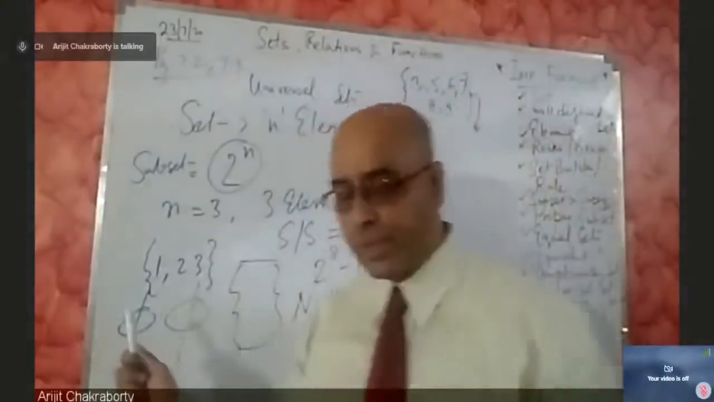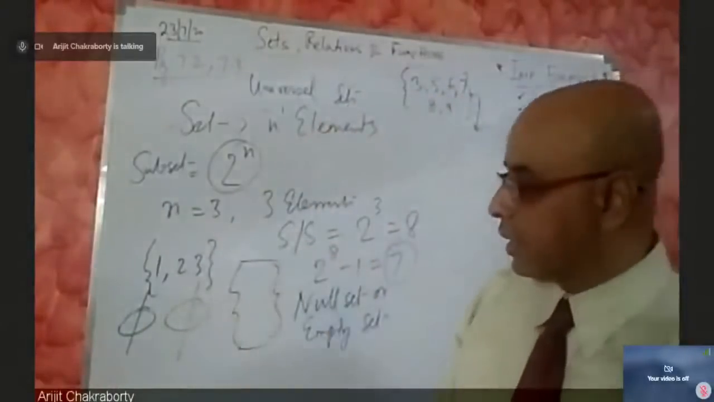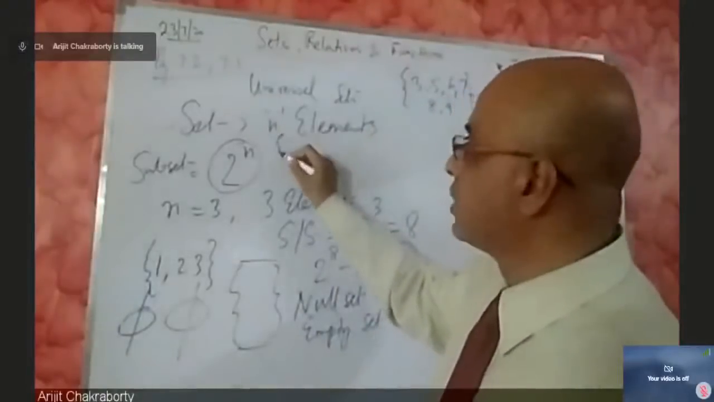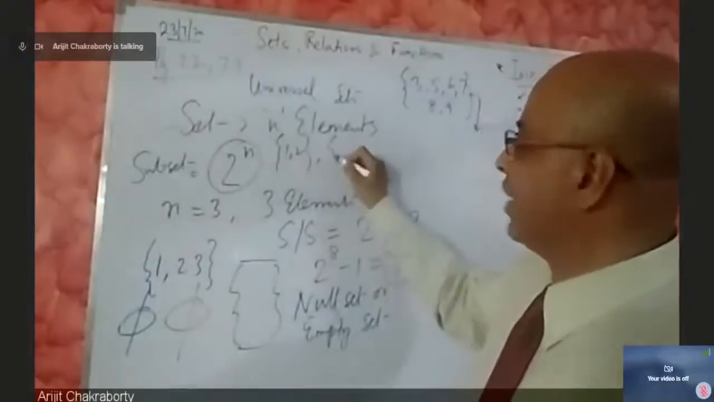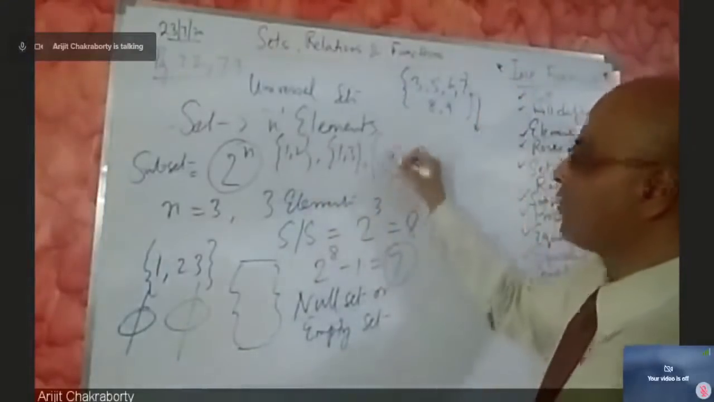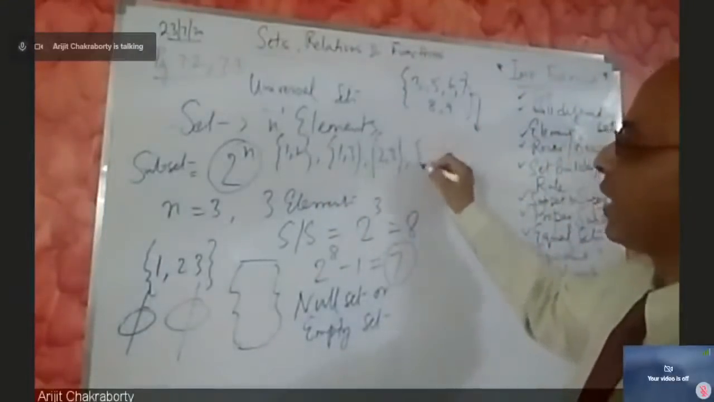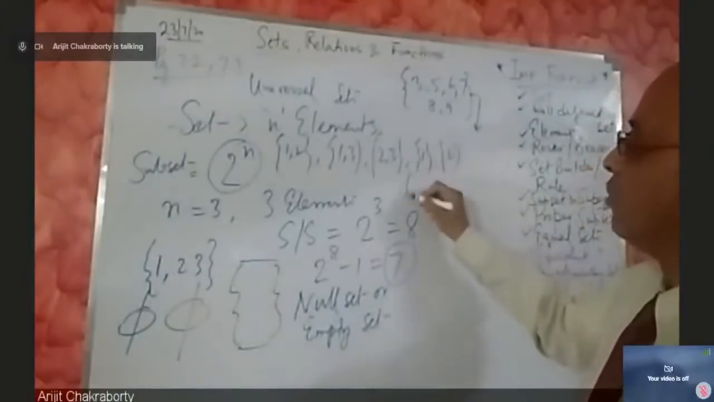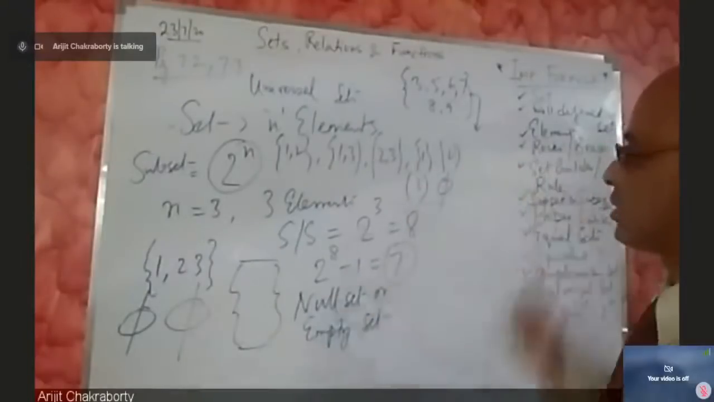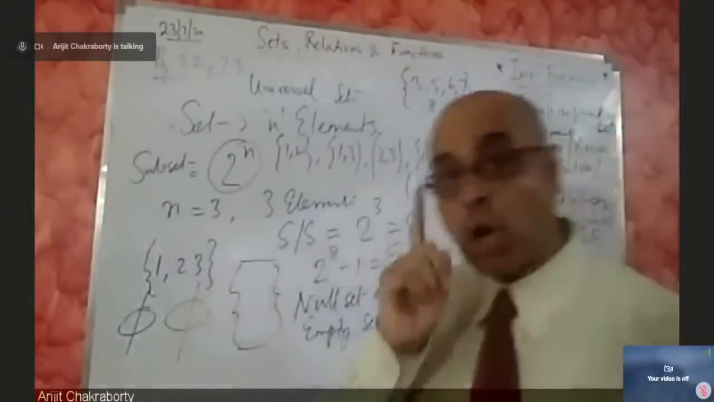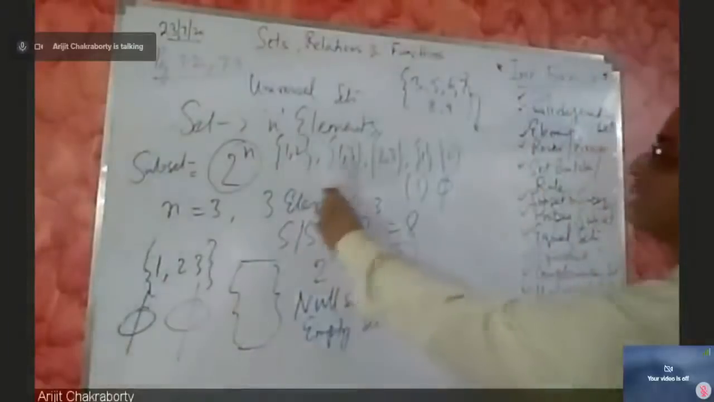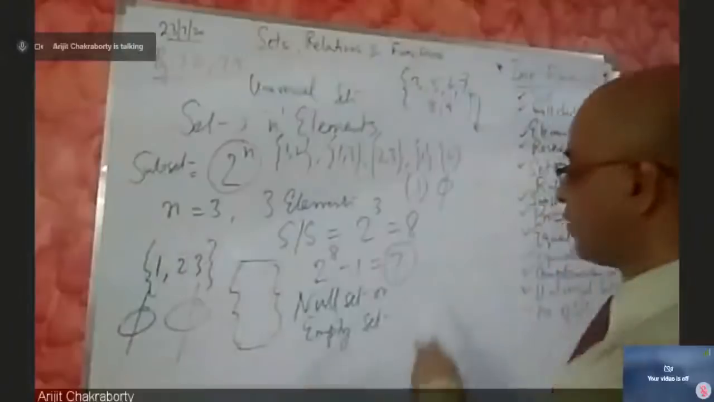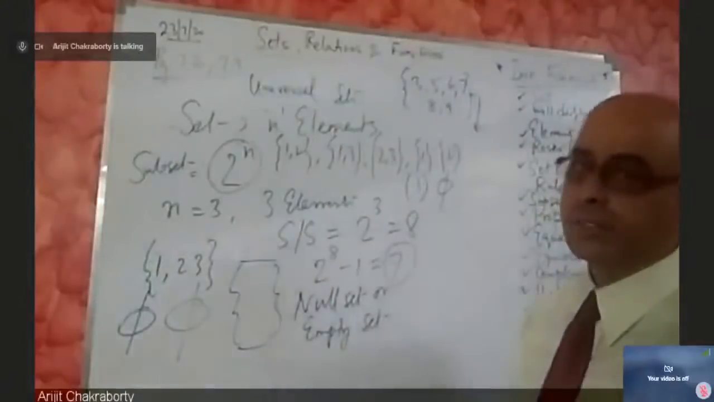If you talk about 3 elements, what will be the sets? Let us write the sets. We can have 1, 2. We can have 1 and 3. We can have 2 and 3. We can have 1 only. We can have 2 only. We can have 3 only and we will have the null set. So these are the proper subsets. How many are there? 1, 2, 3, 4, 5, 6, 7. 7 proper subsets, and that is what we have found out.